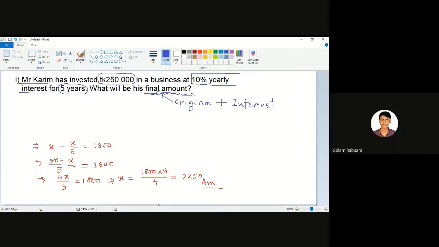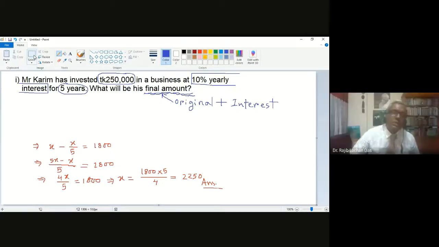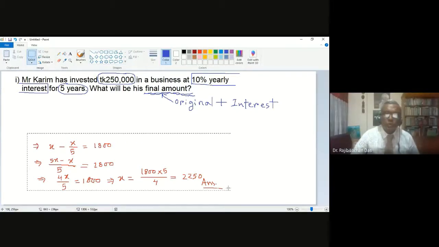Sir, interest will be 12,500 taka, and the interest plus the original, the final amount, is 2,62,500 taka, sir. Okay, good. Sir, I think the final amount will be 3,75,000 because we will get 25,000 per year. So we have to multiply it with 5 so that we can get the total interest. So you both have calculated.